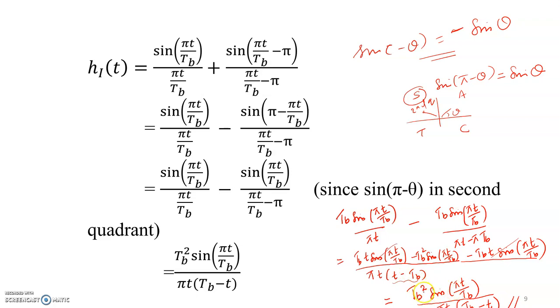So what is my term now? Tb² into sin(πt/Tb) by πt into (Tb − t). Okay, so that is the expression we obtain here: Tb² into sin(πt/Tb) by πt into (Tb − t). So this is the impulse response of your duobinary signaling scheme.